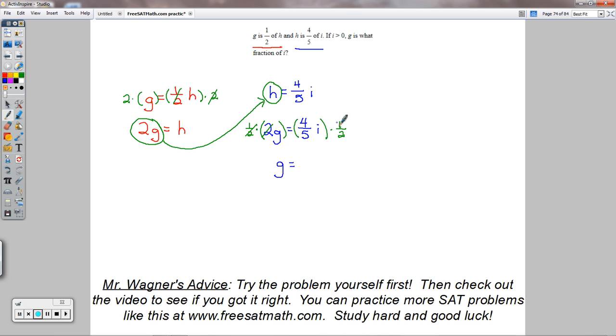You've got 4 times 1 is 4, 5 times 2 is 10, and that can be reduced down to 2/5. You could have also cross-canceled here with the 4 and the 2 and made that a 2 and a 1 before multiplying across. So to answer our question though, G is what fraction of I? There's your answer right there. So 2/5 right here, G is 2/5 that fraction of I.